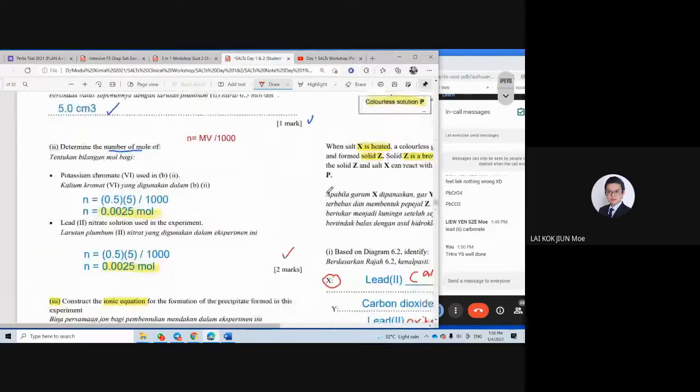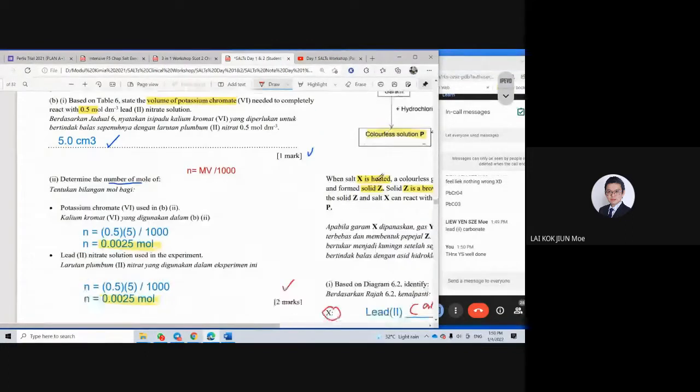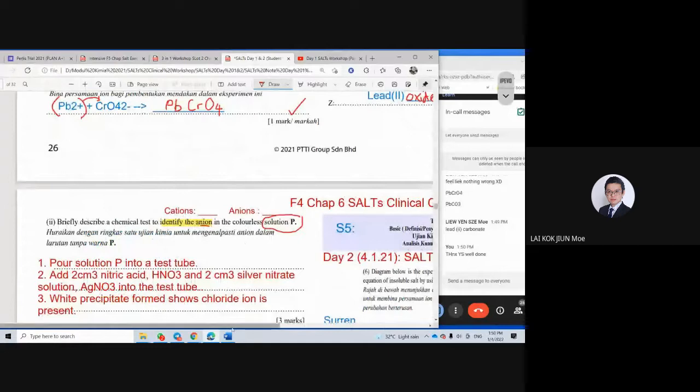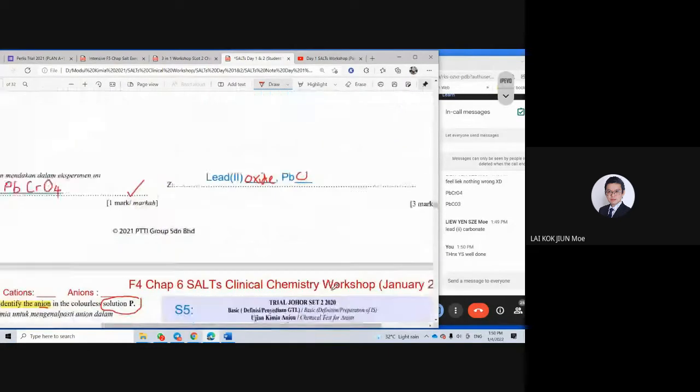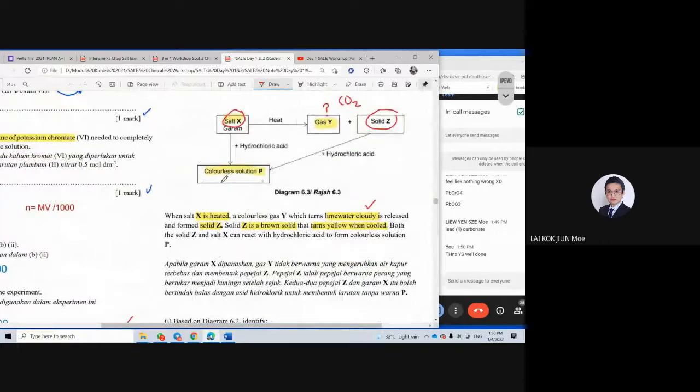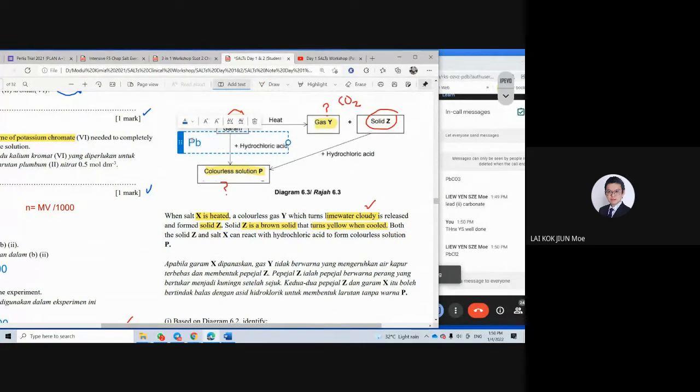Solution P is what? Solution P, just now, when you add in the hydrochloric acid, so what happened? So Yanxi, can you tell Mr. Lai, P is what actually? When you add the hydrochloric acid, what happened? This is the PbCO3. So you know already the product will be PbCl2, very good, Yanxi. So PbCl2 is your P.